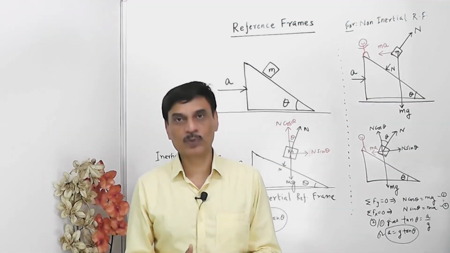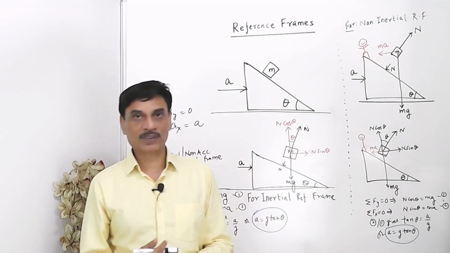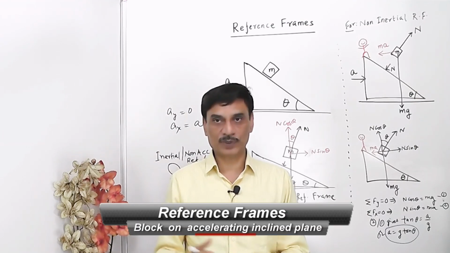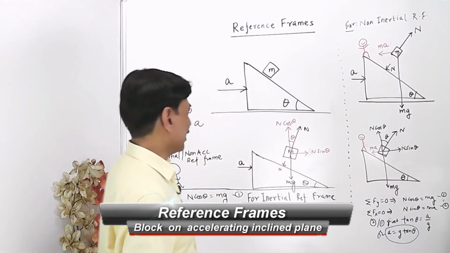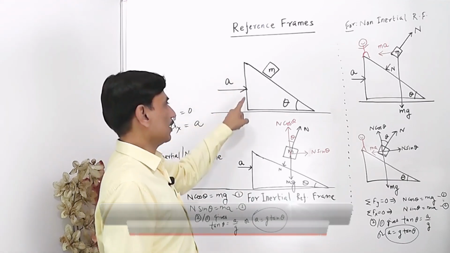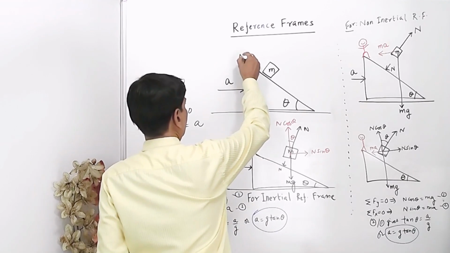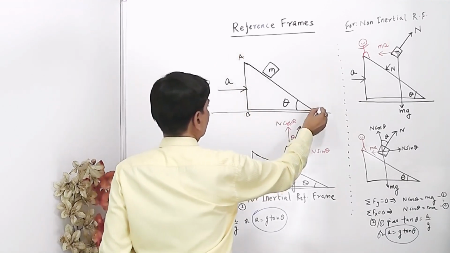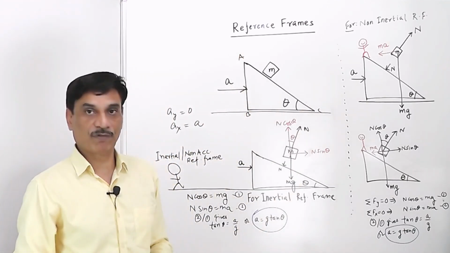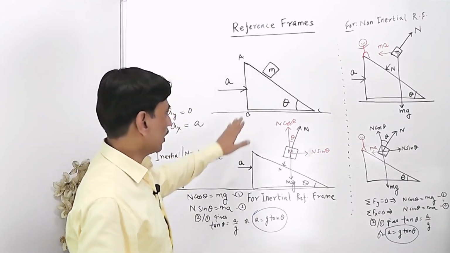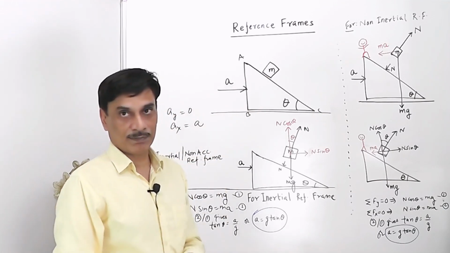One more example to understand the concept of reference frames, that is inertial reference frames, non-inertial reference frames, and pseudo forces. In this example, it has been asked that there is a frictionless wedge. This is a wedge, we can name it ABC, a frictionless wedge or inclined plane. Onto it there is a block of mass m.